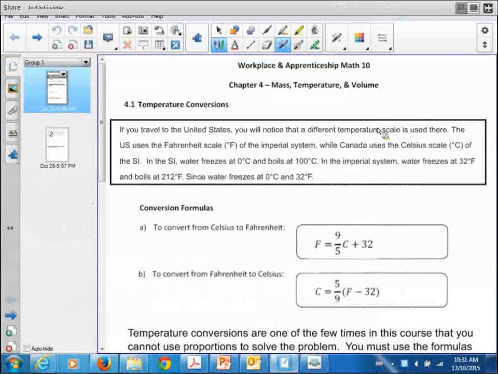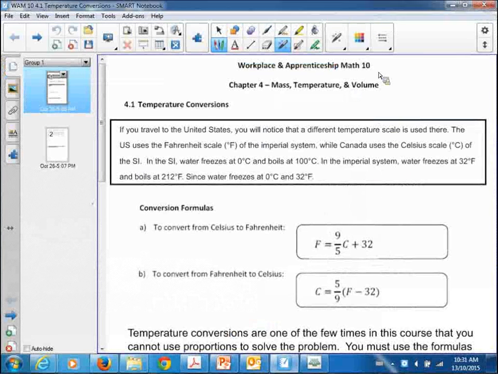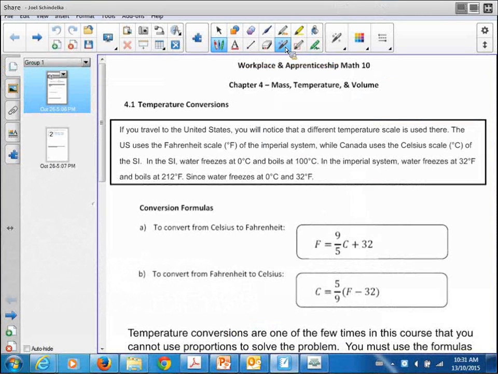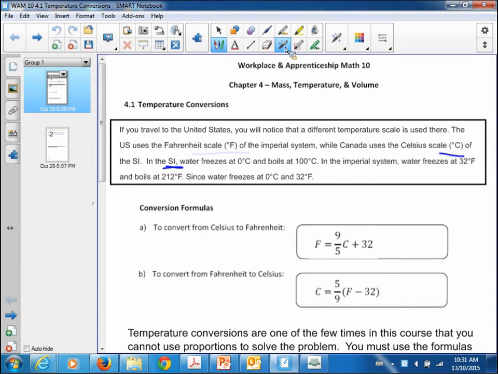4.1, temperature conversions. As I was saying, in the States, Fahrenheit. In Canada, Celsius. Old people use Fahrenheit too. SI means metric system, System International. Water freezes at 0, boils at 100 degrees Celsius.